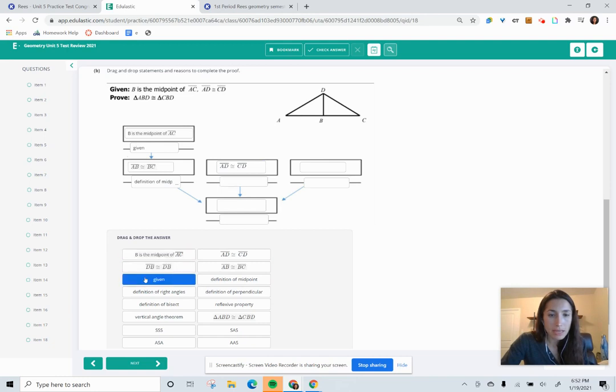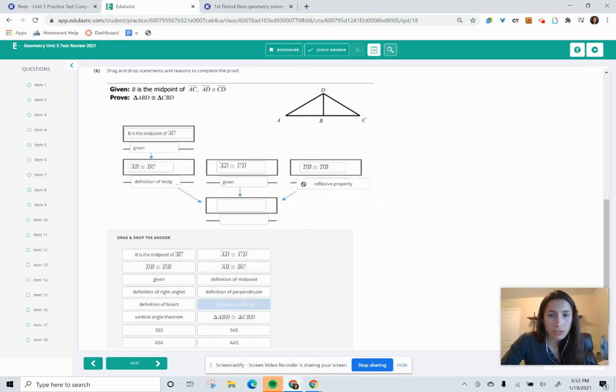And then that last side that we said was equal, that's a reflexive side, a shared common side between both of those. We call that BD, and we said it was equal to itself, BD. And that's the reflexive property. So we'll move that up here.